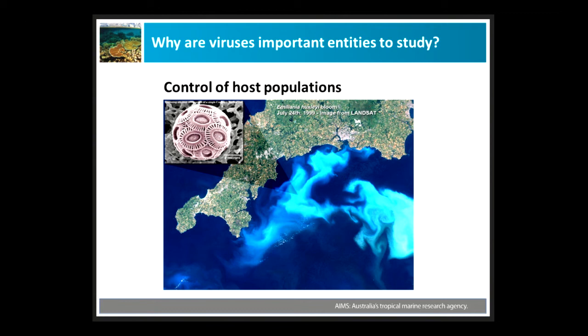Now, when this happens, large amounts of nutrients are released into the environment, so viruses contribute to nutrient cycling in this way. The lysis of this alga also causes the release of a large amount of DMS, and in this way, viruses contribute to cloud formation and the weather.